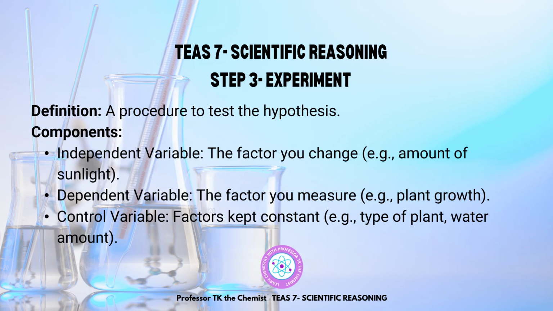Step 3, experiment. This is a procedure to test the hypothesis. Some of the components of the experiment include an independent variable, the factor you change, such as the amount of sunlight, for instance. The dependent variable is the factor that you measure, such as plant growth. And the control variables are factors you keep consistent, such as the type of plant and the water amount.